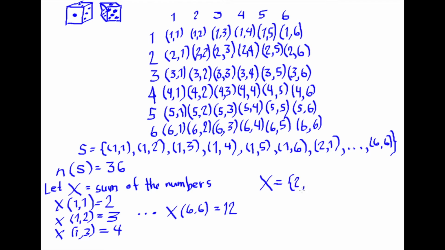Okay, we have 2, 3, 4, 5, 6, 7. Okay, so this is the range space for X. So our X, the sum of the numbers, can assume any value from 2 to 12. Okay, so it can assume any values from 2 to 12.